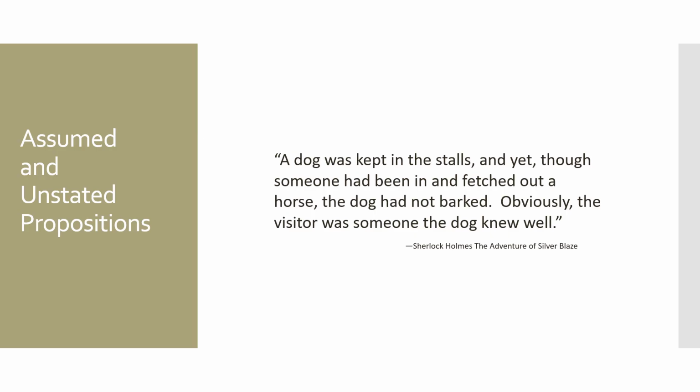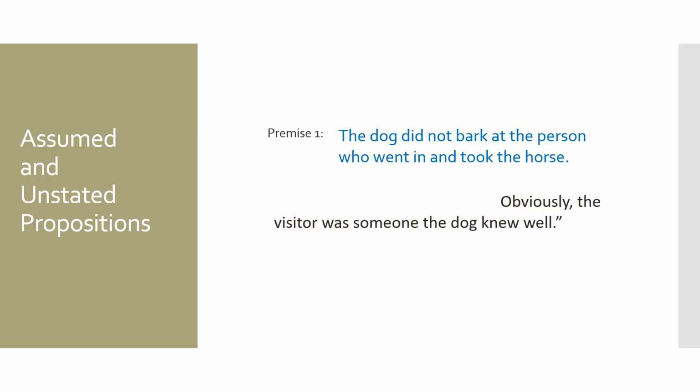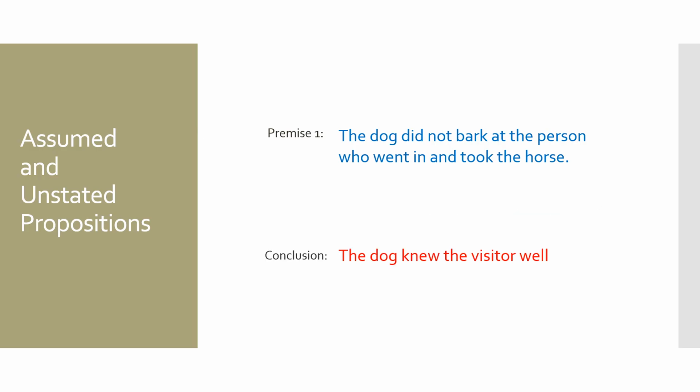Now, if you take a moment to think through this, the structure of this argument is pretty clear. It's pretty obvious which is going to be the conclusion and which is going to be a premise. So the premise that's given to us says the dog didn't bark at the person who went in the barn and took the horse. So the conclusion of the argument is pretty obvious as well: the dog knew the visitor well. Now these two pieces, the conclusion and the premise, rather clearly imply one another. The premise says the dog didn't bark at this person, and the conclusion is the dog must have known the visitor. But of course, there's an unstated premise here that is absolutely necessary to move us from that first premise to the conclusion.